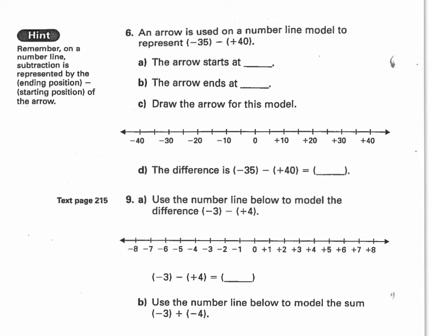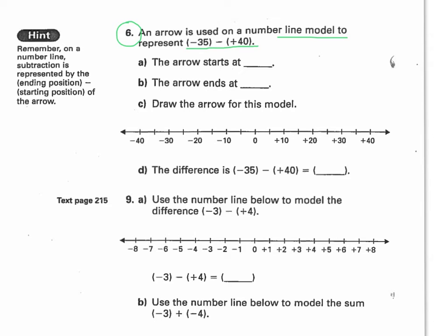I'm going to explain question 6 to you. Then I'd like you to pause the video, try it on your own, then start the video again to see if you got the correct answers. Here we are. An arrow is used on a number line to model -35 minus +40. Pause the video, try it yourself, then see how you did.